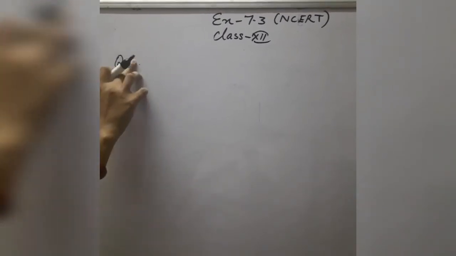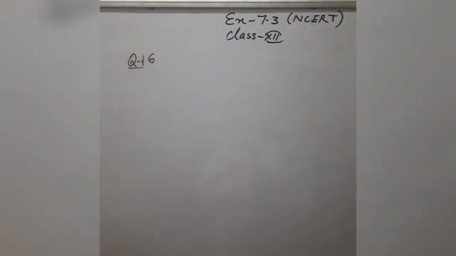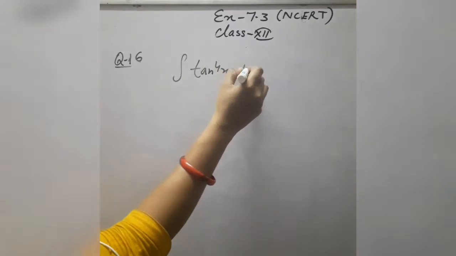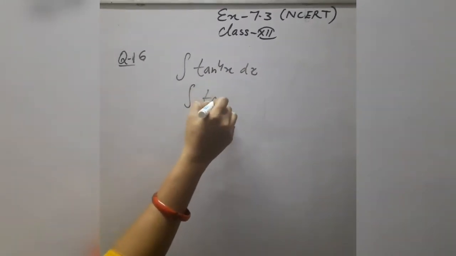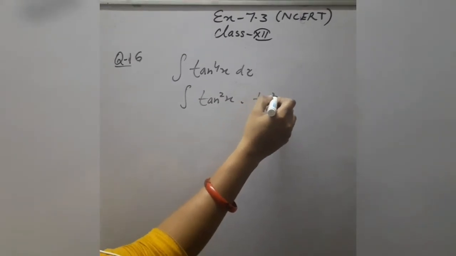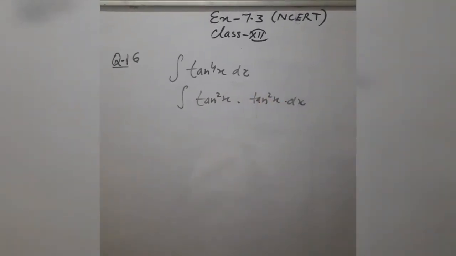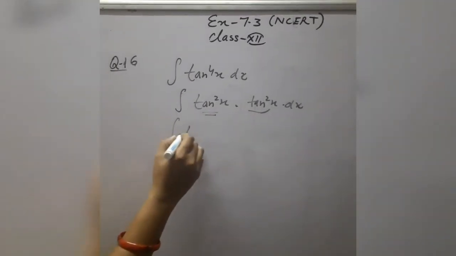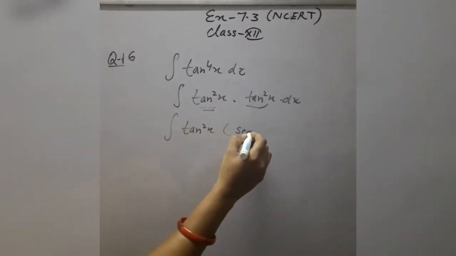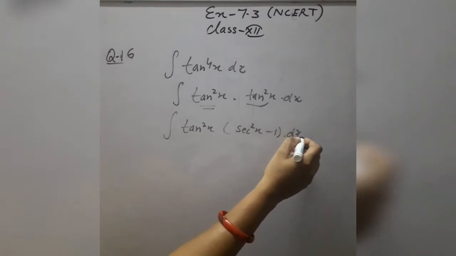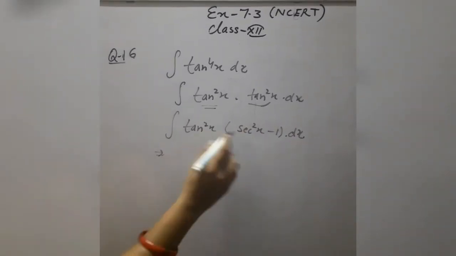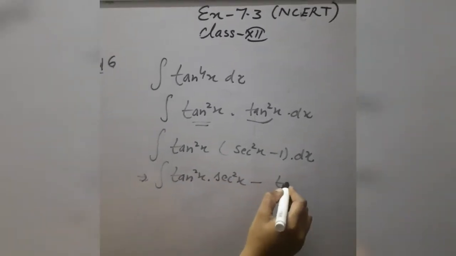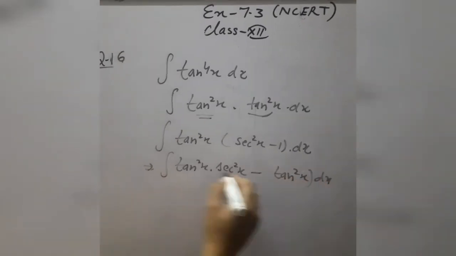Now see question number 16. In question number 16, the statement is find the integration of tangent raised to power 4. Tangent raised to power 4 can be written as tan square x into tangent square x. Now this tangent square remains as it is, and in place of the other tangent square write down secant square x minus 1. Now multiply this tangent square with these two terms. It becomes tangent square x into secant square x minus tangent square x.